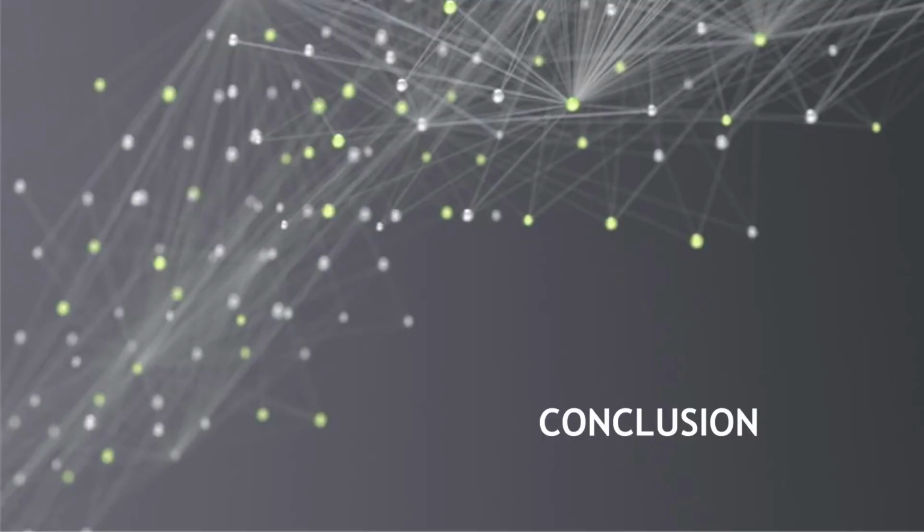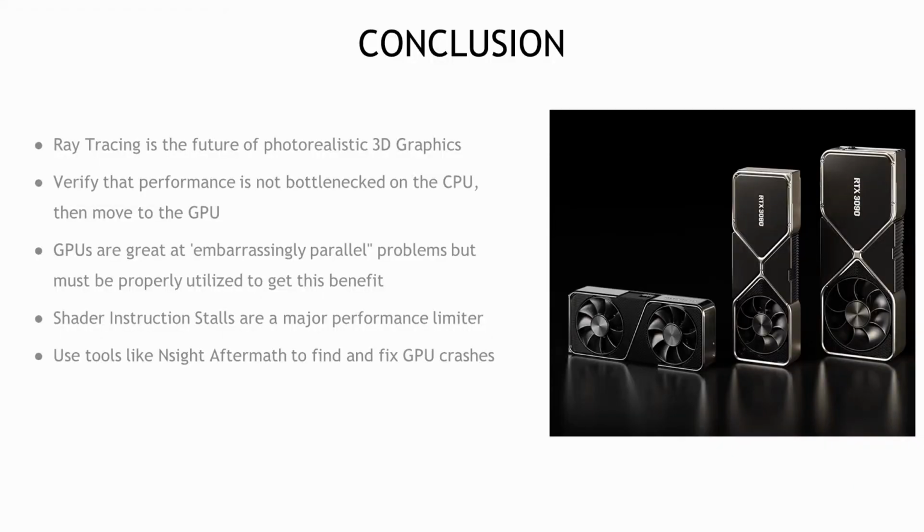Now let's go over some key takeaways from this session. Ray tracing is a much closer fit to how reality works, making it easier to create photorealistic applications. Verify that performance is not bottlenecked on the CPU before focusing on the GPU. Always start with the biggest performance limiter affecting your frame time, then move to the next most expensive thing. Move between Nsight Systems and Nsight Graphics to test and verify your assumptions.